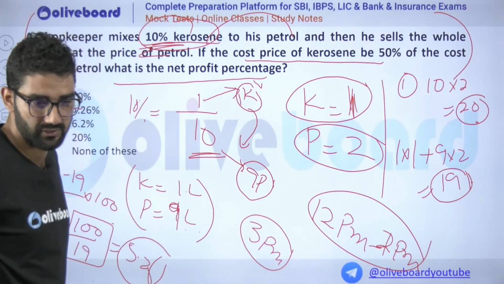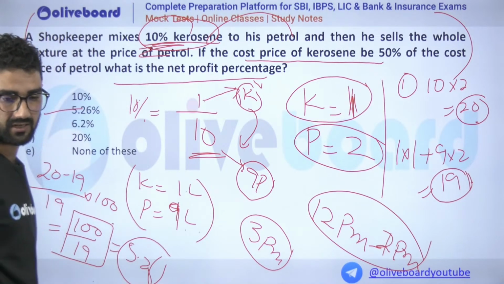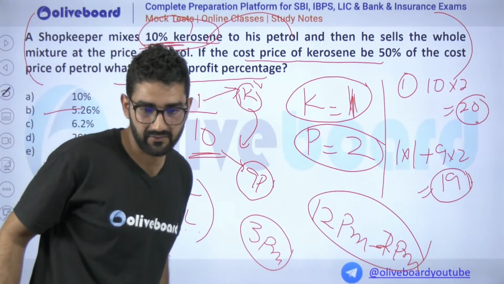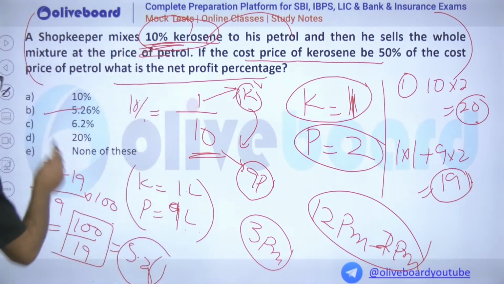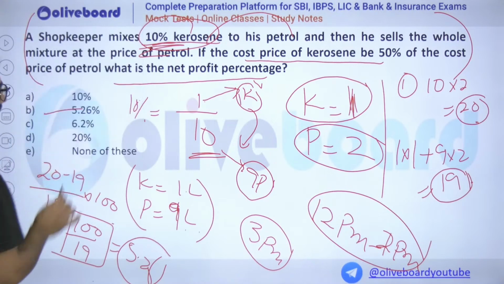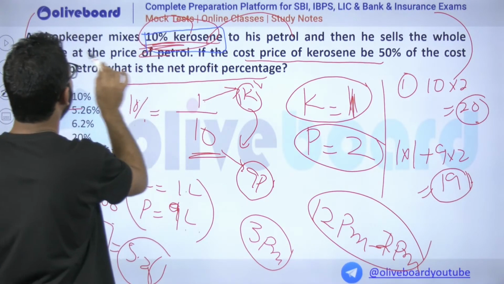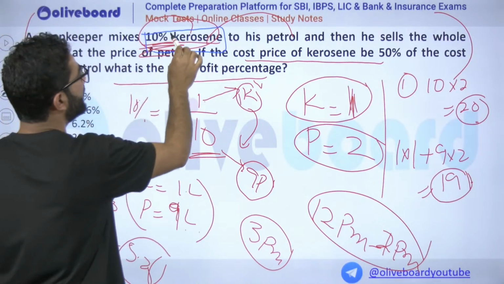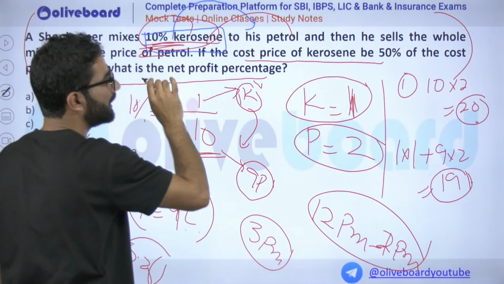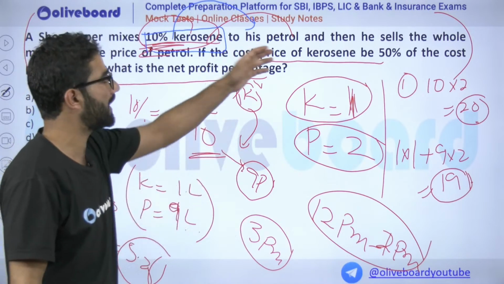Sir, repeat this. Okay, my dear. Is this understood? Okay, now I will repeat again. Just be with me. It is said that there is a dishonest seller. What did he do? He mixed 10% kerosene into petrol.